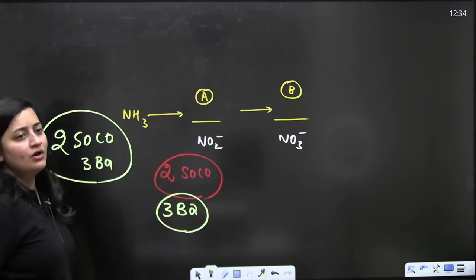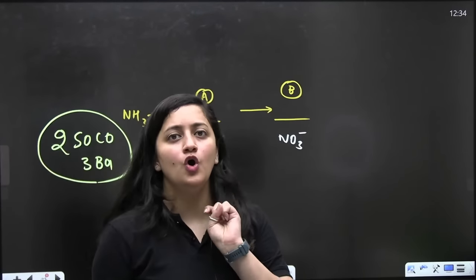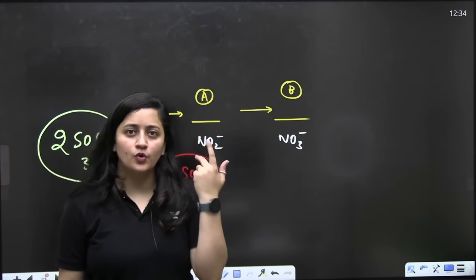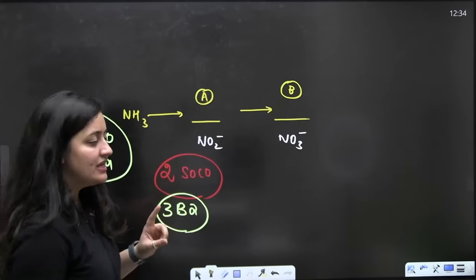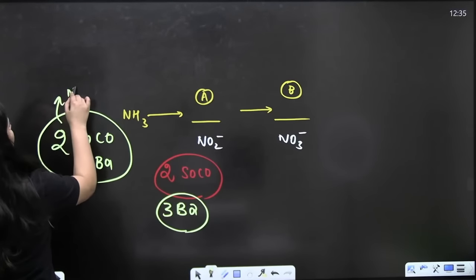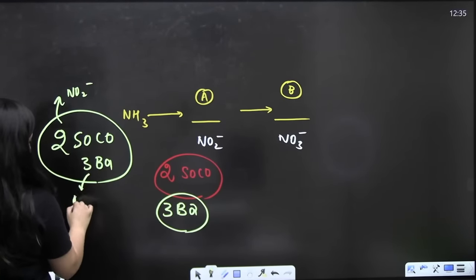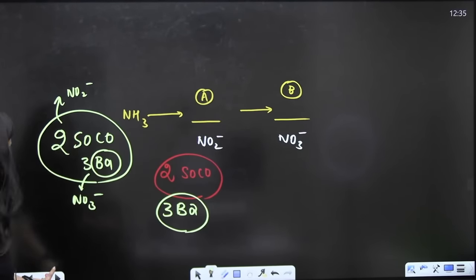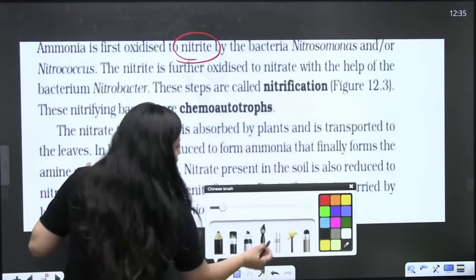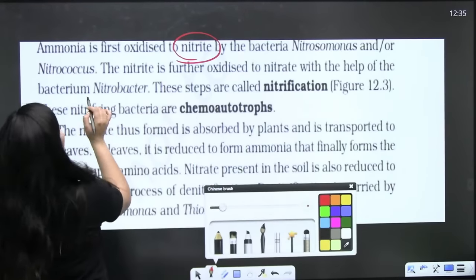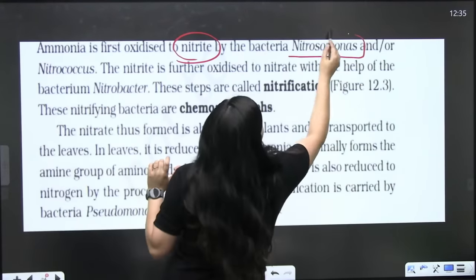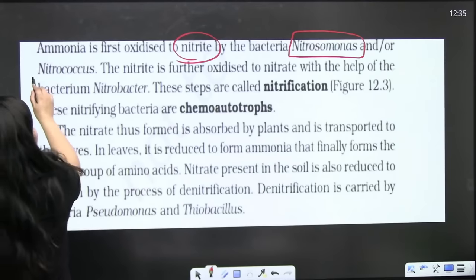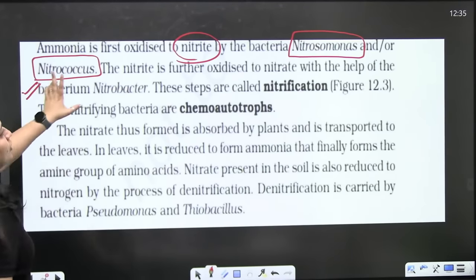2-SOCO, 3-BAR. If you repeat it, you will store it. 2 means NO2 negative, nitrite. 3 means NO3 negative, nitrate. BAR for this, and here SOCO. The Nitro word is common. SO means Nitrosomonas, and SOCO is Nitrosococcus. So the Nitro word is common in both.